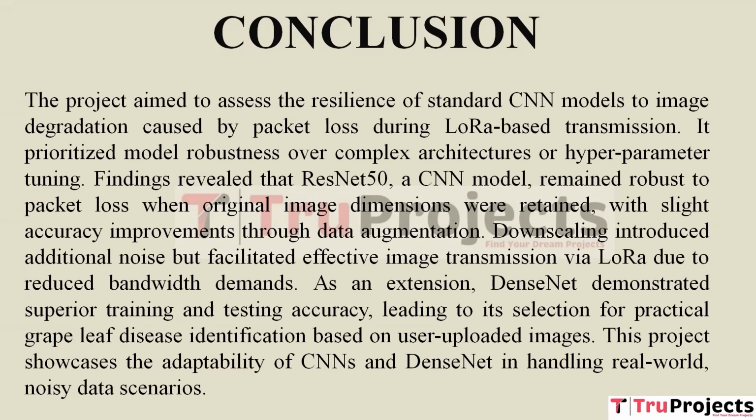Downscaling increased noise but allowed for efficient image transmission over LoRa due to lower bandwidth requirements. Additionally, DenseNet proved to be more accurate during training and testing, which led to its selection for actual grape leaf disease detection using user-uploaded photos. This project demonstrates how CNN and DenseNet can handle scenarios with noisy data in the real world.